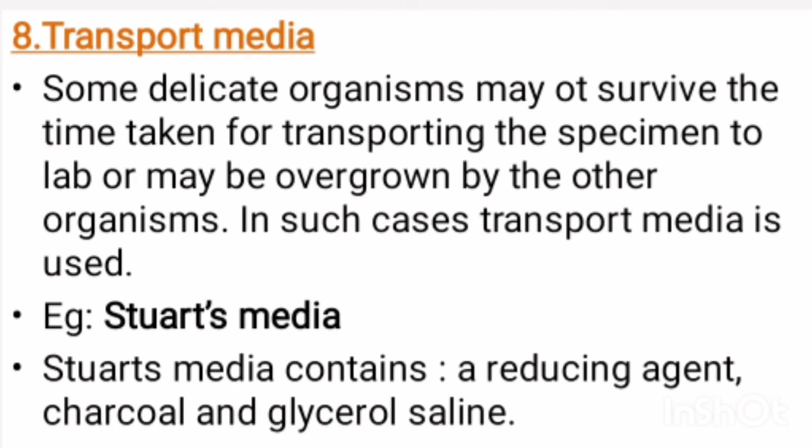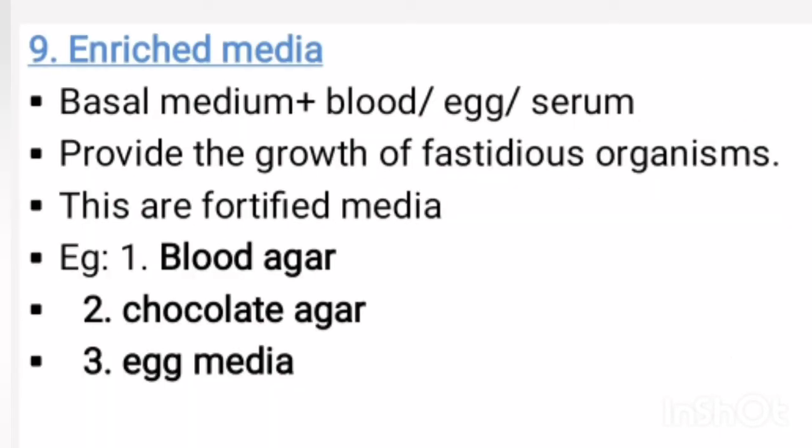Stuart's media contains a reducing agent, charcoal, and glycerol saline. Glycerol saline provides the growth of enteric bacilli, and the function of charcoal is to neutralize the bacterial inhibitors. Then a reducing agent is used to prevent the oxidation. So the transport media is used to transport delicate organisms. Example for the delicate organism is gonococci.